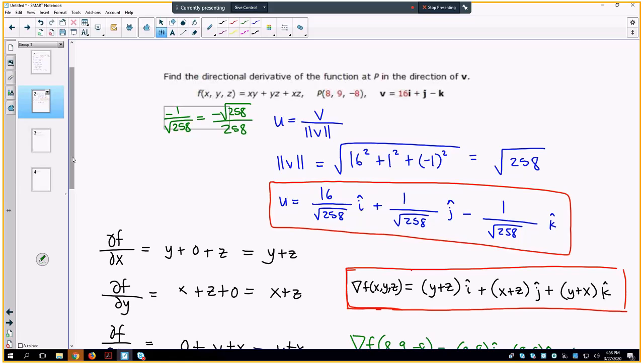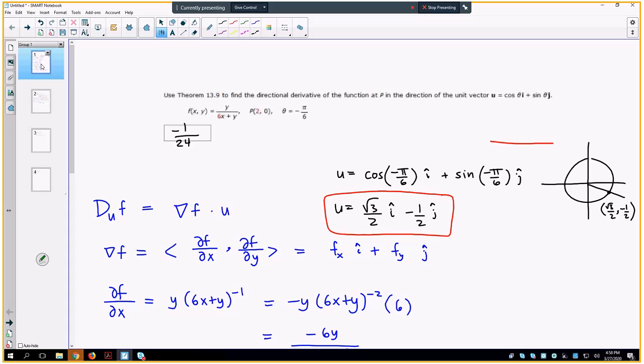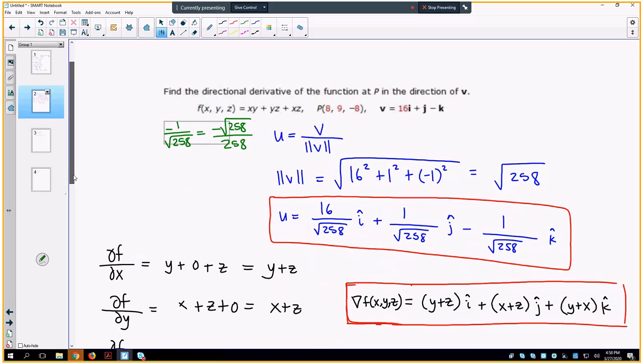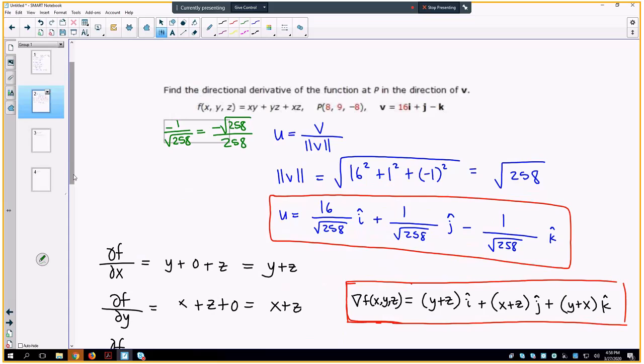So as you saw, it's quite similar to what we did in the first question, except in the first question we were just given an angle and we used that to find a unit vector. In the second question we were given a vector and we used that to find the unit vector. You could also be given 2 points and asked to just find the vector that connects those. So that's one other version of this problem. All right.